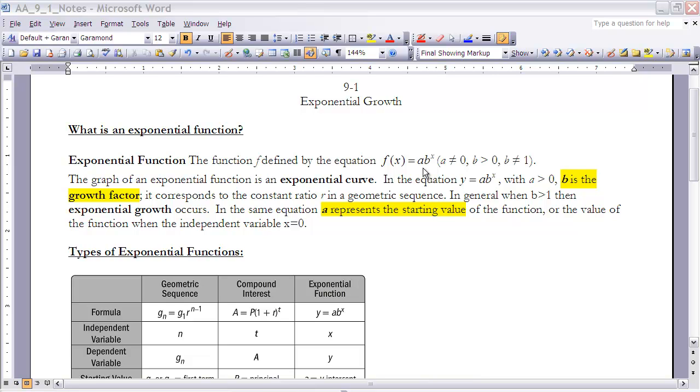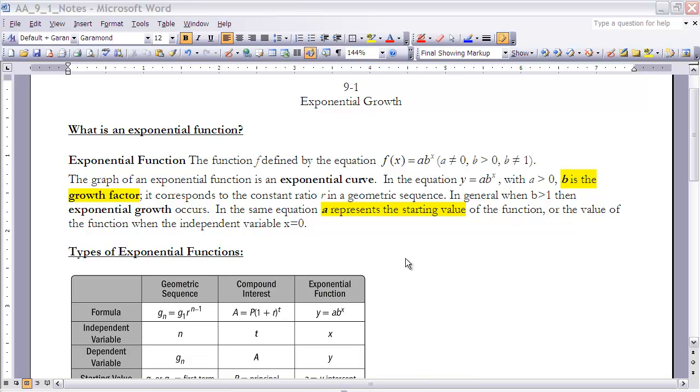We've looked at other functions prior to this chapter. We've looked at quadratic functions, we've looked at linear functions, and we've experienced a few other ones here and there, but not as much formally as those two. So today we're going to begin looking at exponential functions. And when we say a function is exponential, we say it's of the form ab to the x.